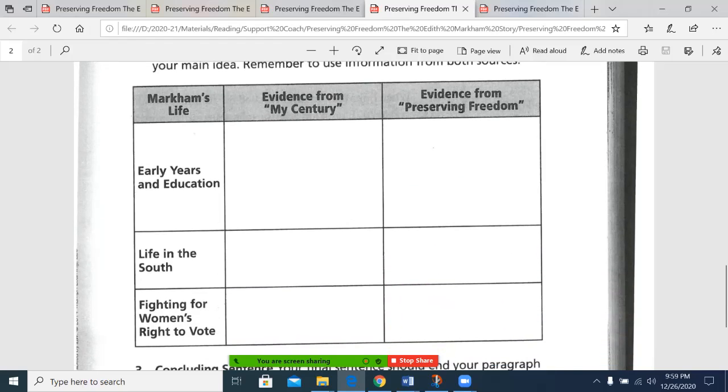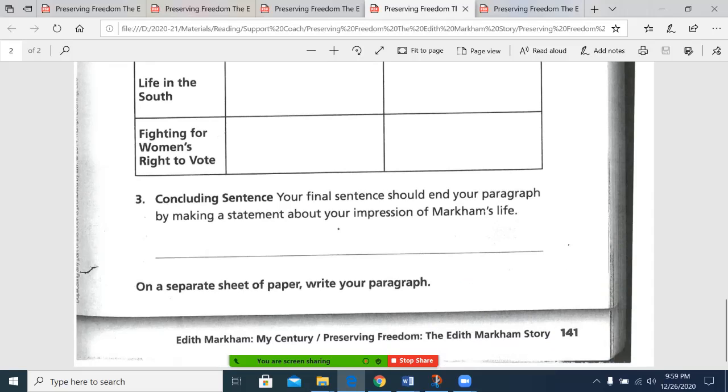So in the box, you're going to give some important details about her early years in education from My Century and Preserving Freedom. I would advise that you do not need to write full sentences in this part, as these are smaller boxes. Just put enough that you know what you're talking about. Then we're going to look at life in the South from My Century and from Preserving Freedom, and fighting for women's right to vote from My Century and Preserving Freedom. Your concluding sentence should end your paragraph by making a statement about your impression of Markham's life.